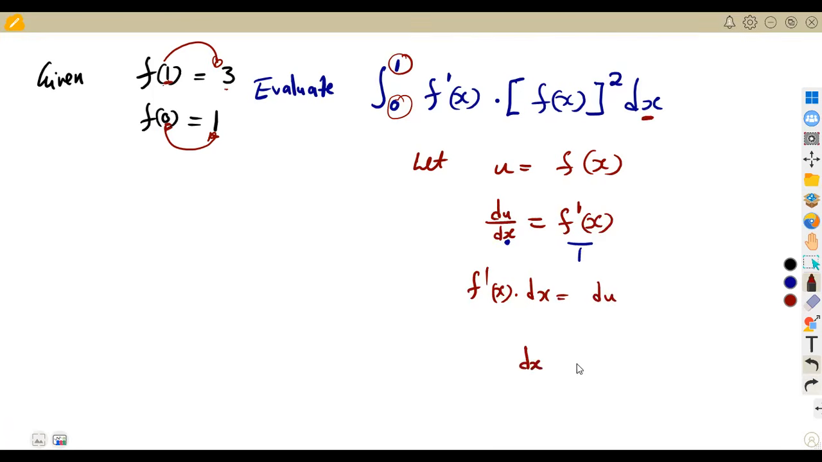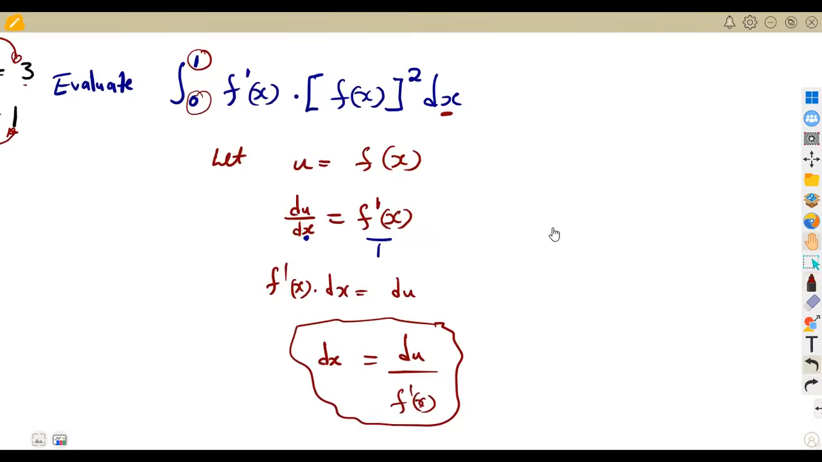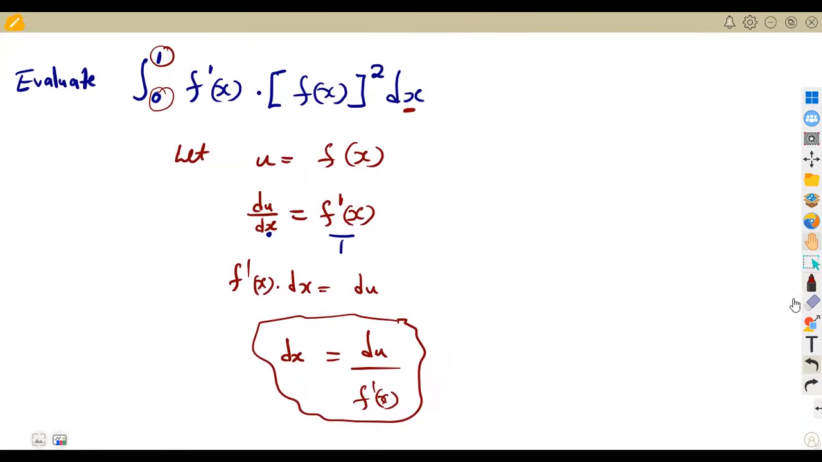So that means our dx is going to be du over f prime x. So this is what is representing our dx in this case. Remember how you work with the substitution method. This is the part that I want you to be very clear with. If you're working with your substitution method, from this whole process that we had, we are going to have this as the integral with our limits 1, 0 in this case, f prime x.